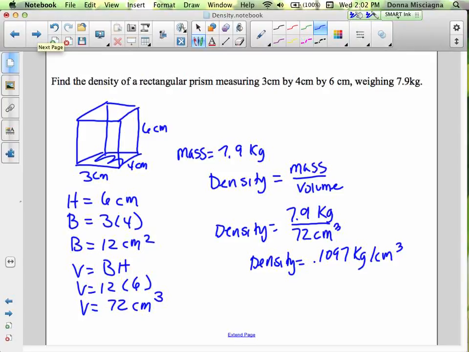So what if we wanted to know would this thing float or sink? So we'll kind of add to this problem. Float or sink. So right now we can't really compare because the units aren't the same. So we could change kilograms to grams. How many grams is 0.1097 kilograms?